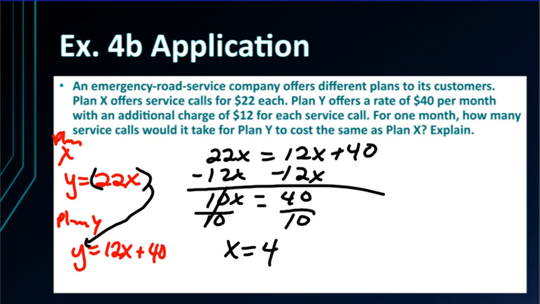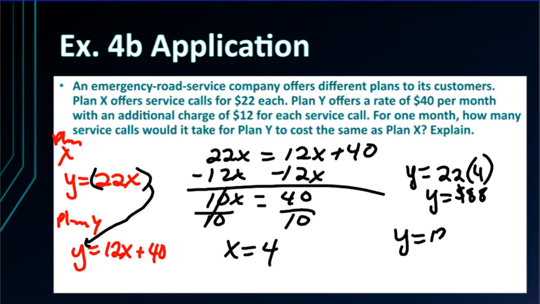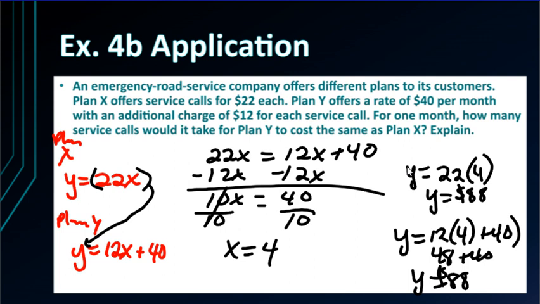So after four calls, they would charge the same amount. And to explain it, I can just substitute the 4 in for both equations. So I have y equals 22 times 4, which would give us $88. And do the same thing with the bottom one. y equals 12 times 4 plus 40. 12 times 4 is 48 plus 40. y would equal $88. So there would be my explanation, showing it with my work.